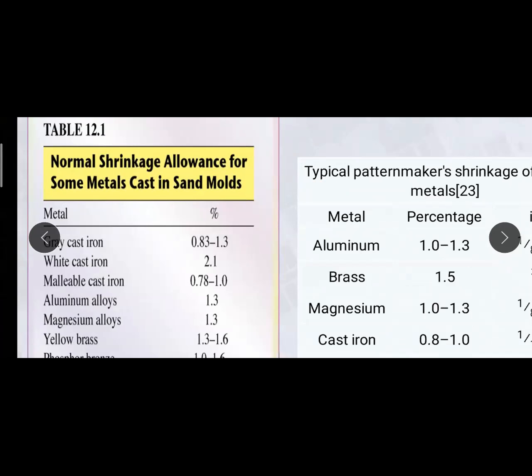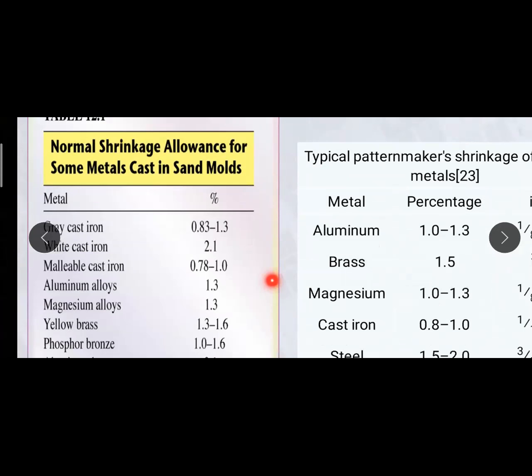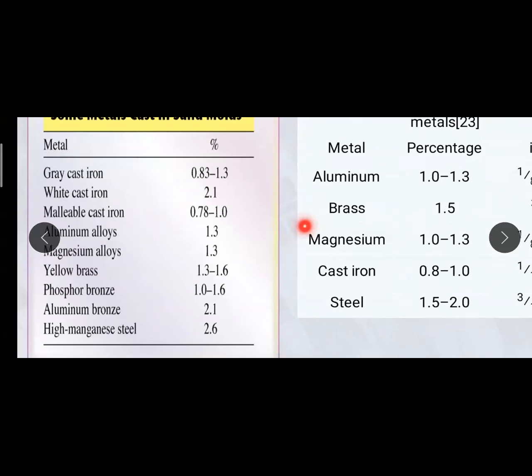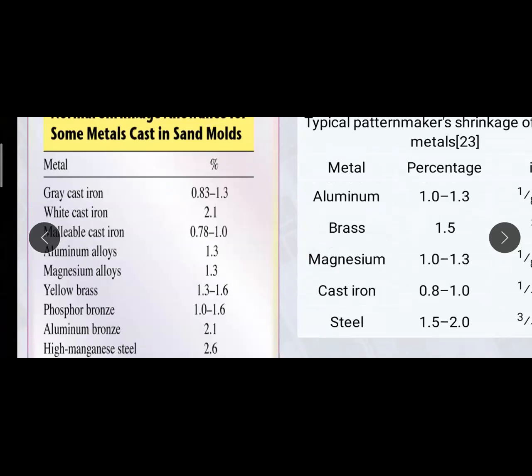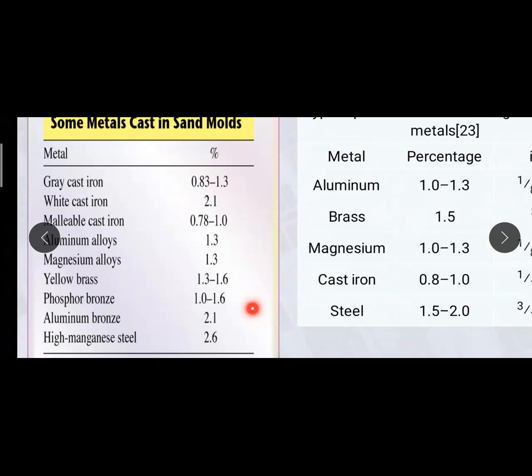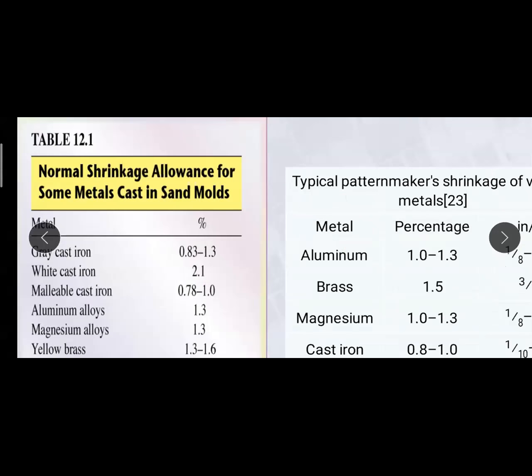In malleable cast iron, it is 0.78 to 1. In aluminium alloys, it is 1.3. Magnesium alloys, it is 1.3. Yellow brass, 1.3 to 1.6. Phosphorus bronze, it is 1.0 to 1.6. Aluminum bronze, it is 2.1. High manganese steel, it is 2.6. So these are the metals and the percentages to be accepted. This is normally the shrinkage allowance for some types of metals in sand molds.